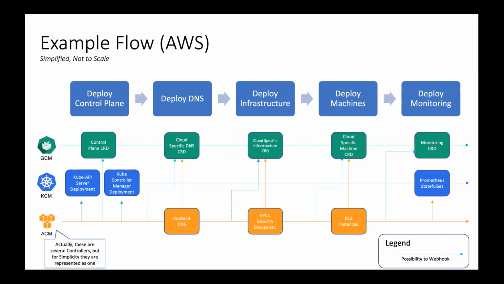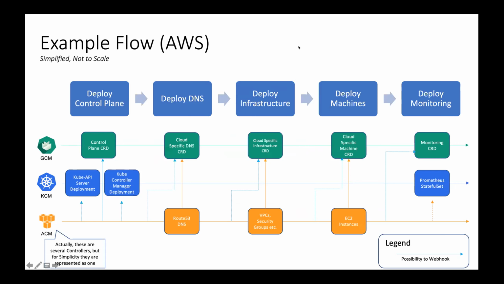And that's really the core idea of extensibility. We want to have the flow. Basically, we want to encode it as CRDs, and we want the cloud-specific controllers to act upon those CRDs.